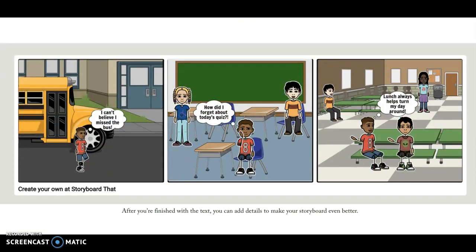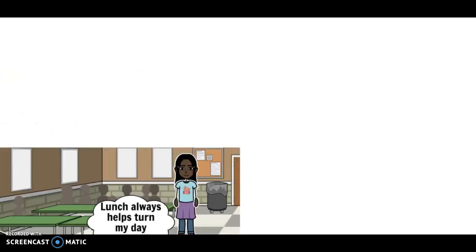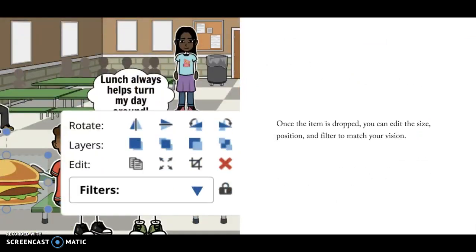After you're finished with the text, you can add details to make your storyboard even better. On the main toolbar, you'll see several tabs that have pictures of items that can be inserted, such as the Web and Technology or Science tabs. However, the easiest way I found to find what I wanted to add is by searching for it in the search bar. Once you have found the items you want to add, just drag and drop them wherever you would like. Once the item is dropped, you can edit the size, position, and filter it to match your vision.